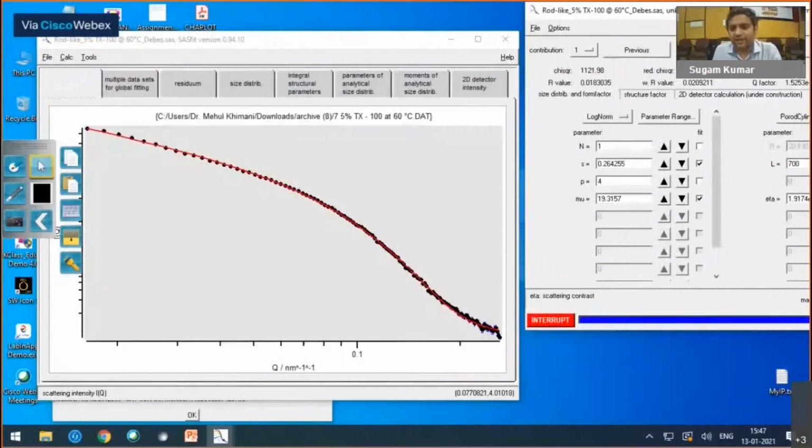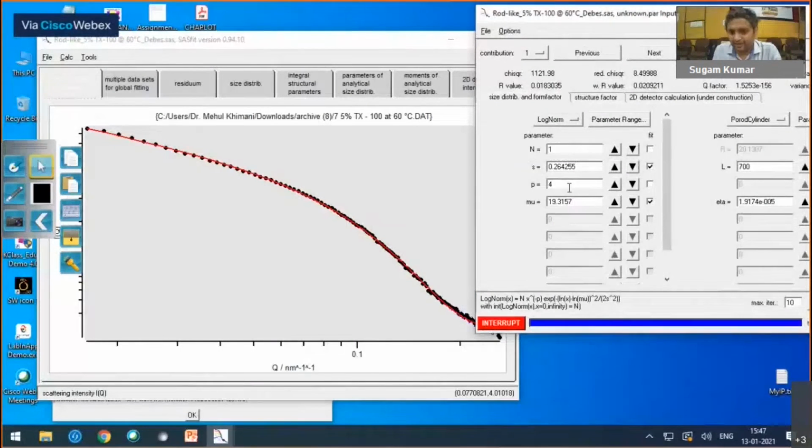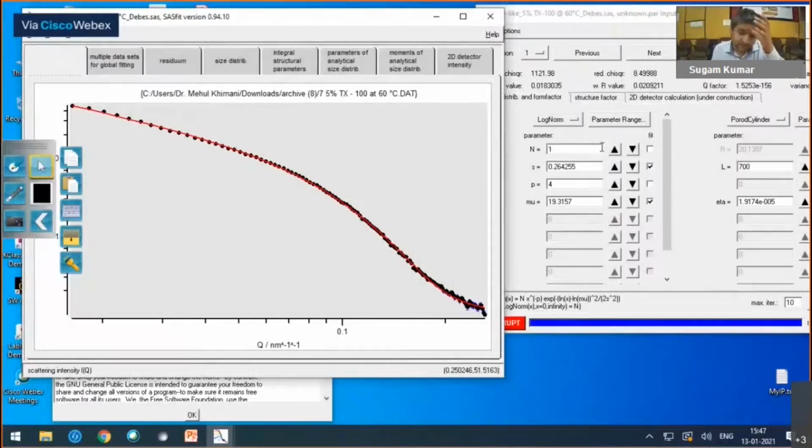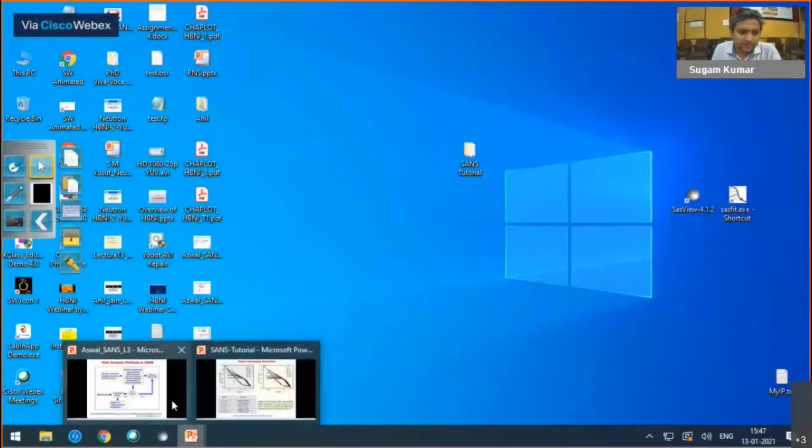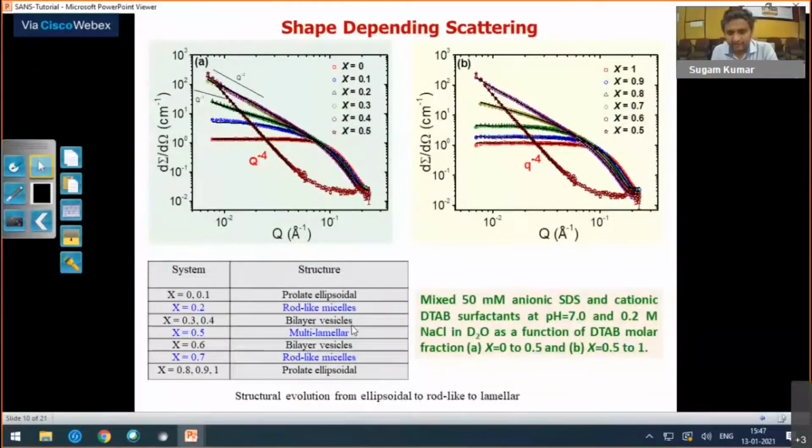This is with size distribution. Whenever you apply size distribution, the fit becomes a little bit slow. The program has to do this integration of the size distribution, so it becomes a little bit slow. Maybe one can try this.